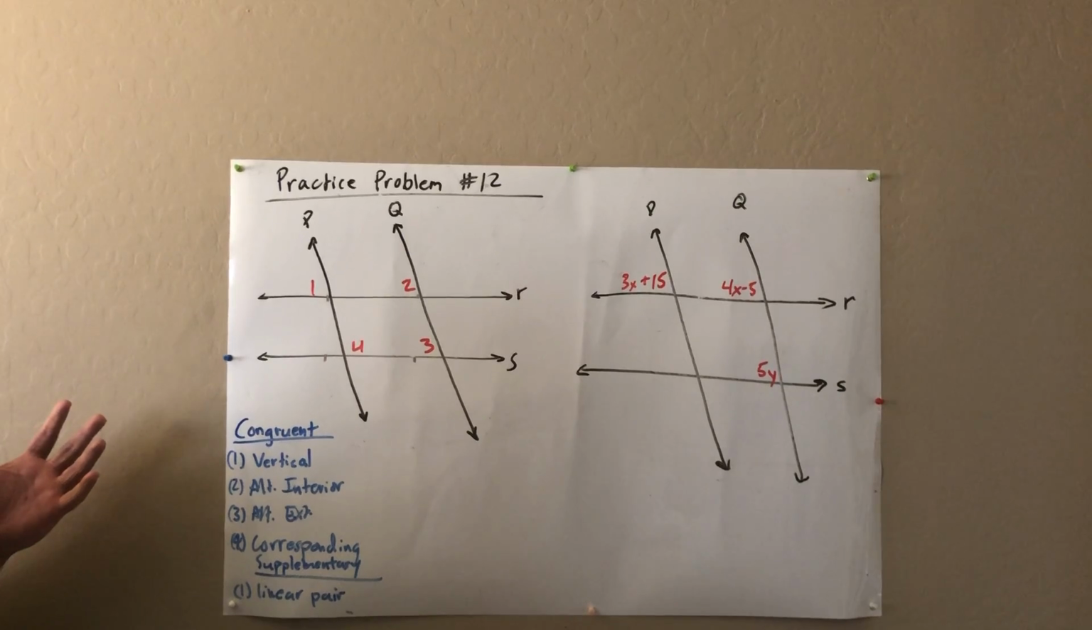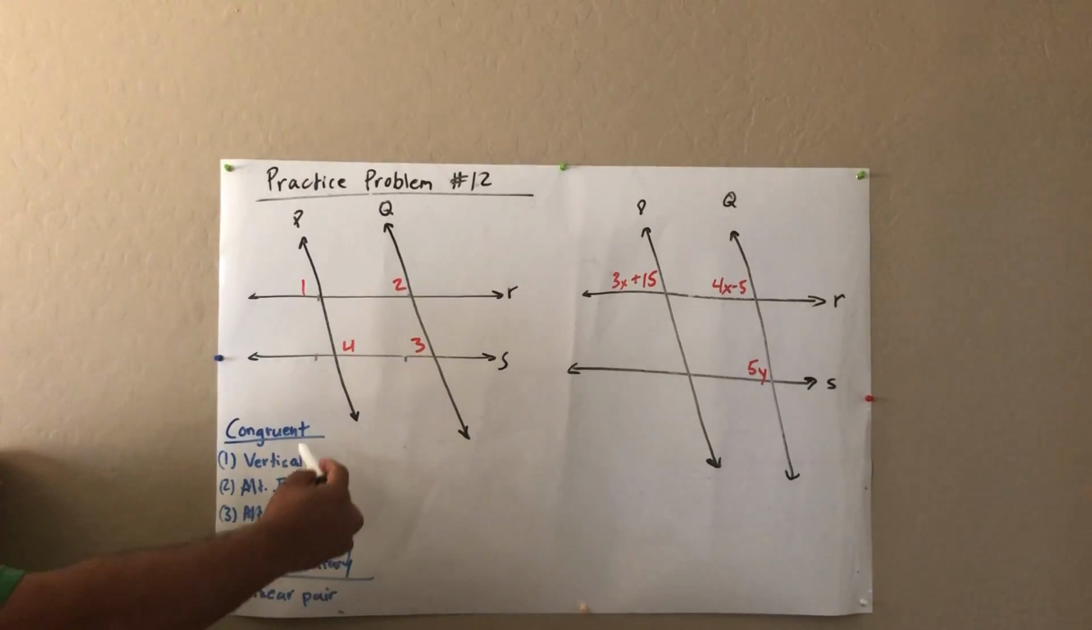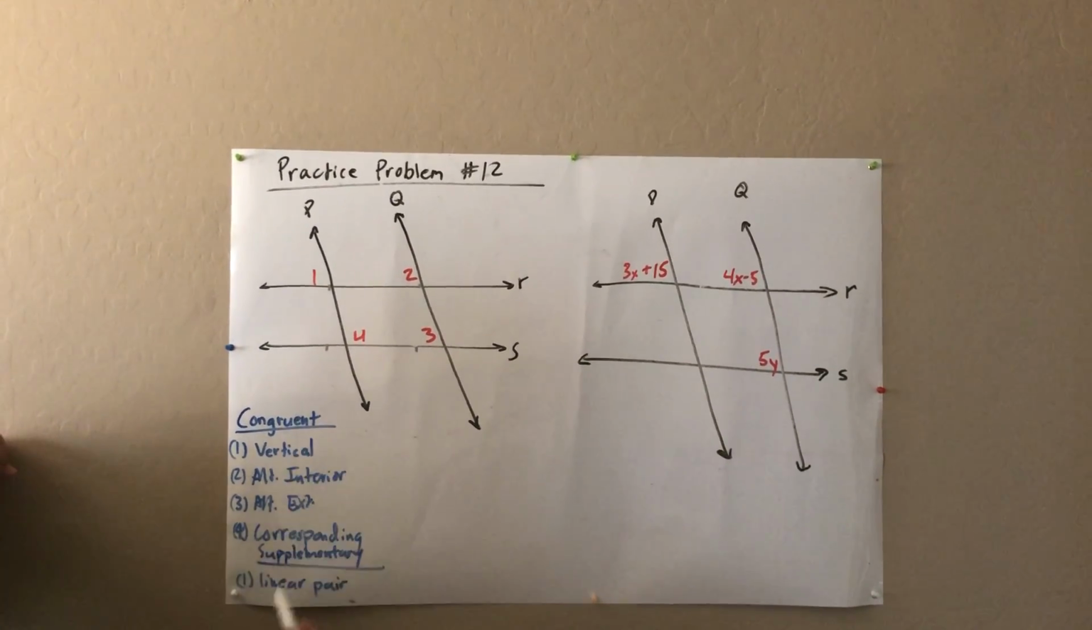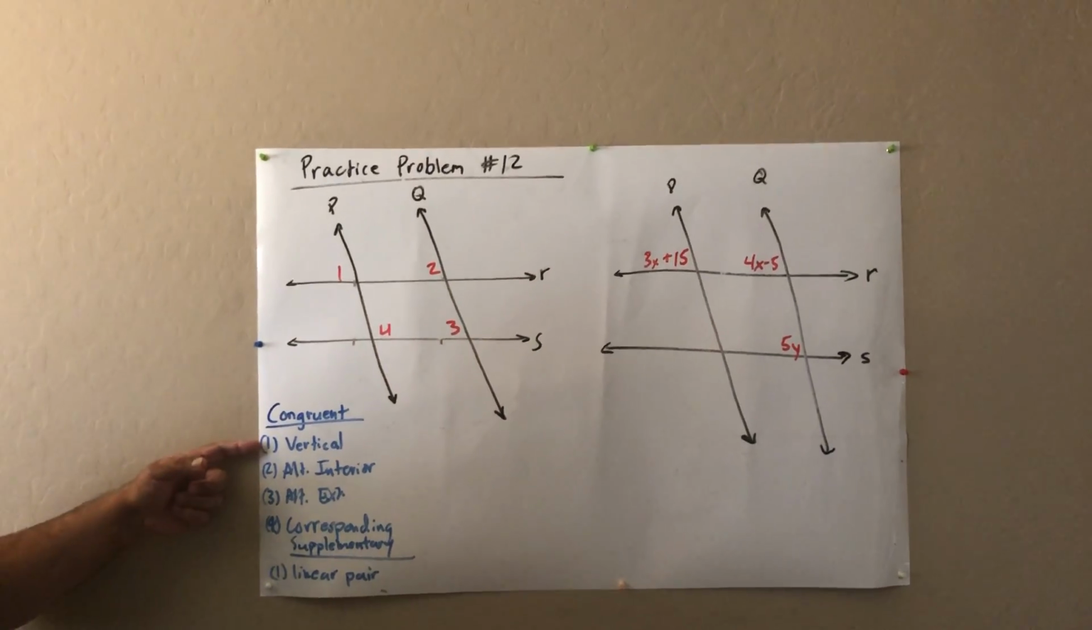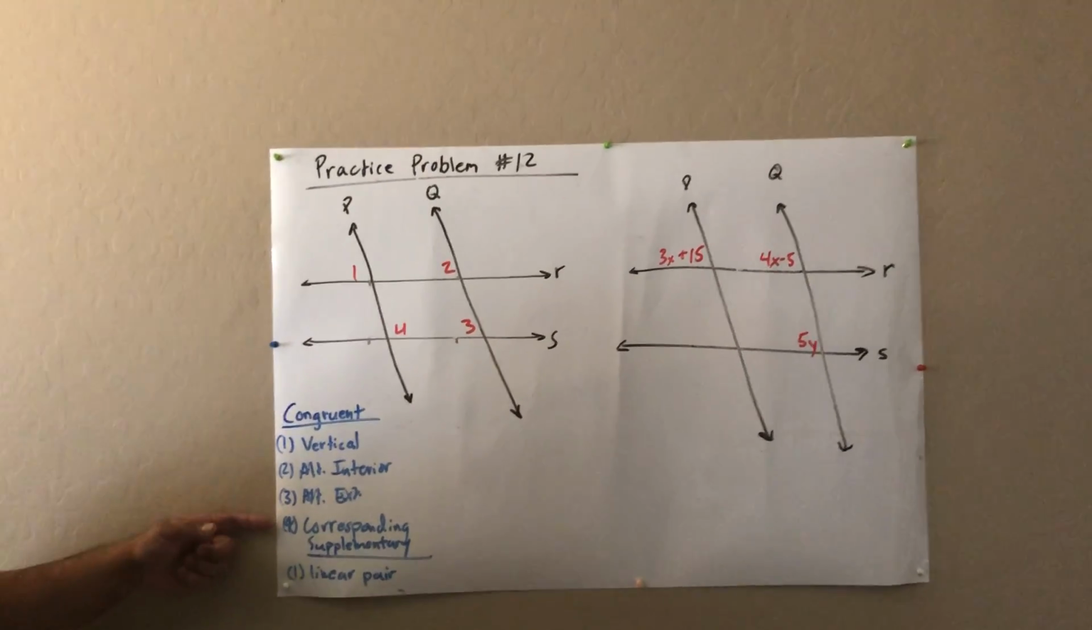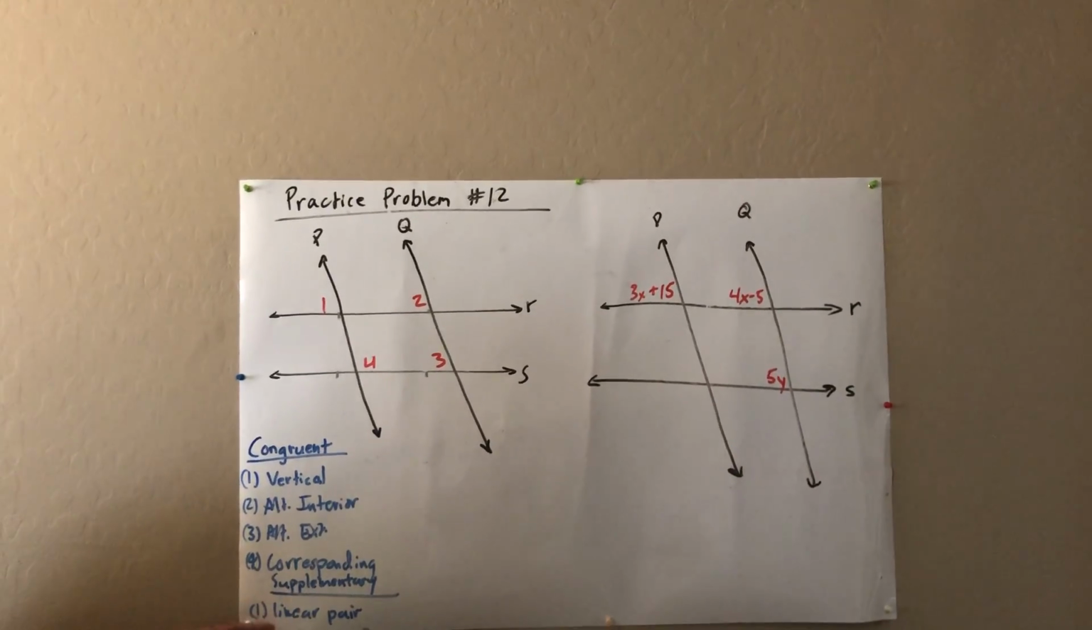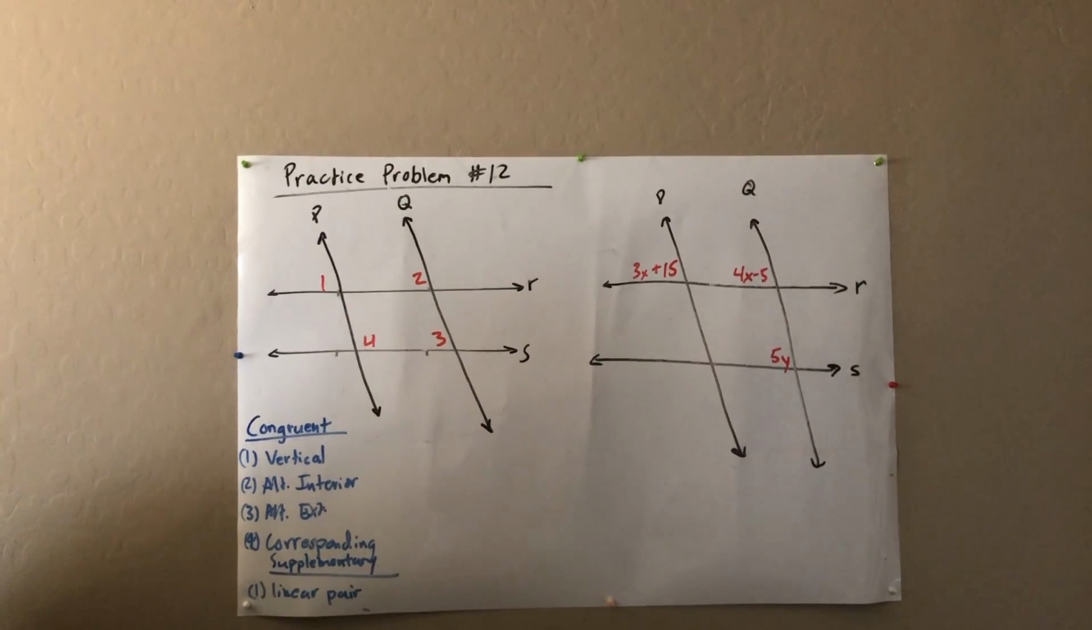Here's how I approach a problem. Number one, I always write down a list of what the checklist is for lines that are congruent. Here's my congruent angles: vertical, alternate interior, alternate exterior, corresponding, and my supplementary angle that I'm going to use as a tool is linear pair.